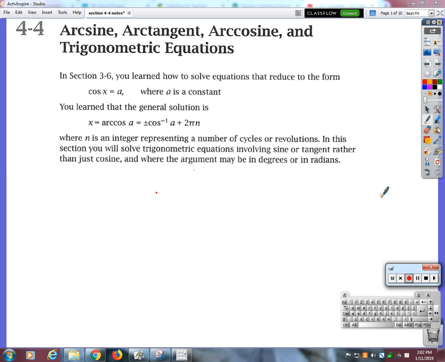So we talked earlier about arc cosine, okay? Remember this weird thing right here, where we did plus or minus inverse cosine and then plus 2 pi n. To the negative 1, because it's the inverse cosine, not the cosine, because we're trying to get rid of the cosine.